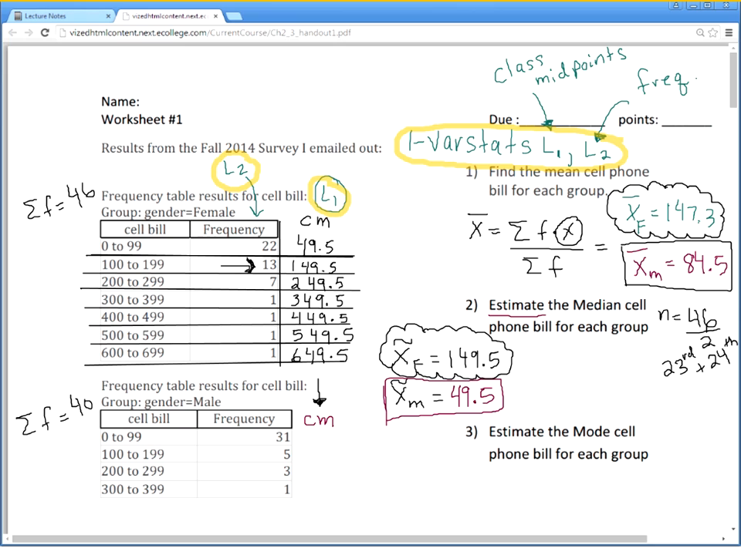All right, in order to find the 23rd and the 24th value, you have to move on to the second class. So an estimate would be that the median is located in the second class. That would be your estimate. So if you wanted to do it that way, you could as well.